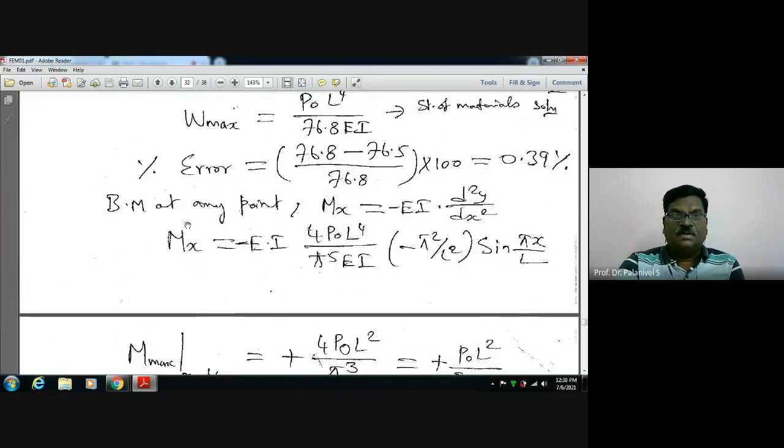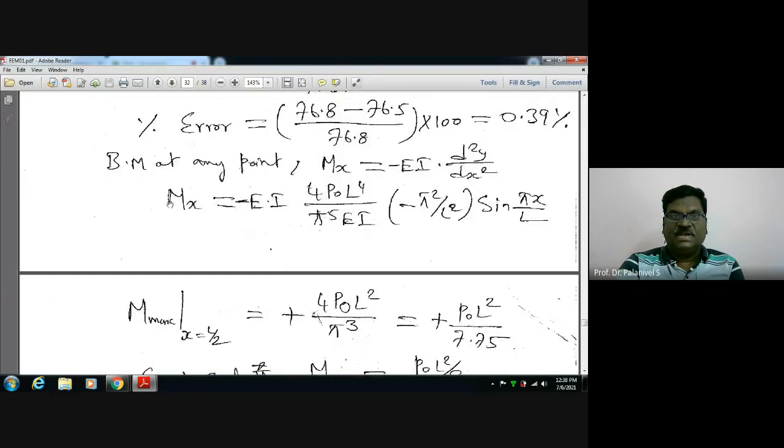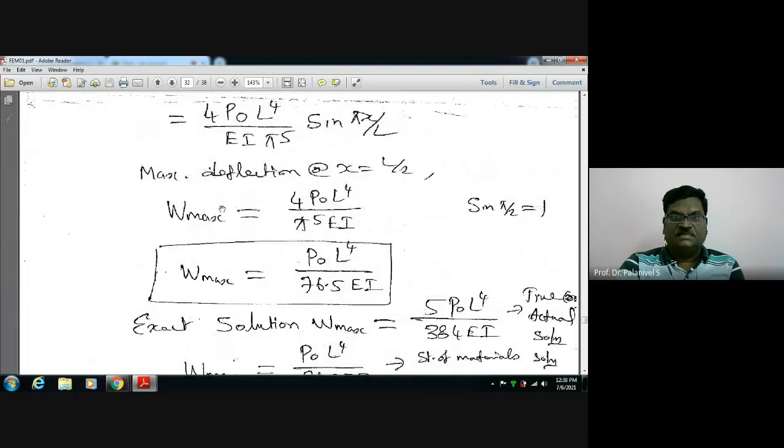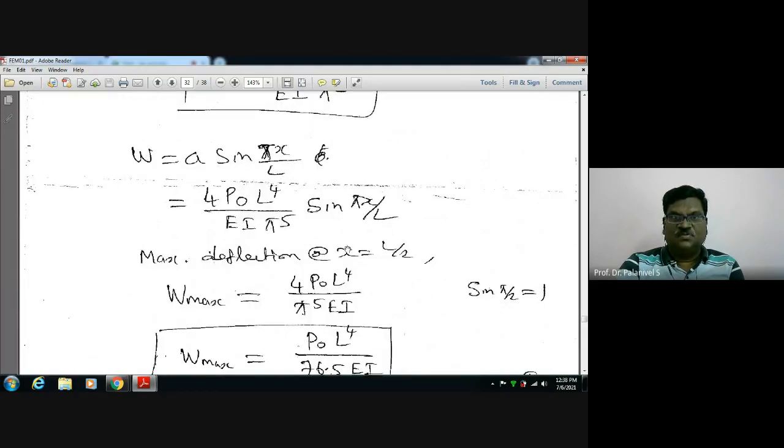Not only that, we also verified the bending moment at any point. Mx equal to minus EI d square W by dx square. We got another expression for bending moment. We got the solution W equal to this one. You differentiate this twice with respect to x.